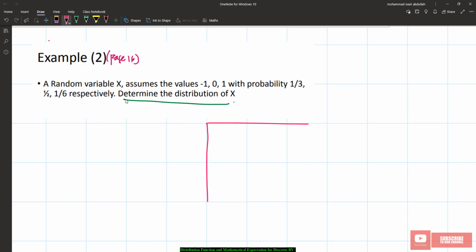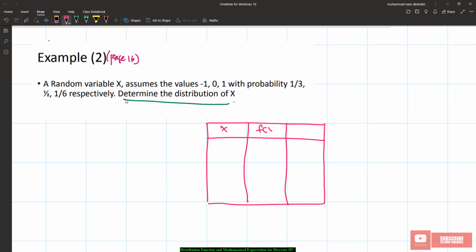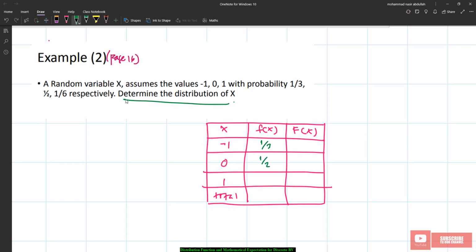So the first step, always draw a frequency table. This is very basic. This is your x, this is your fx, and this is your capital Fx. Starting from -1, 0, 1, and the last is total. So for fx, -1 is 1 over 3, and this is 1 over 2, and 1 over 6.